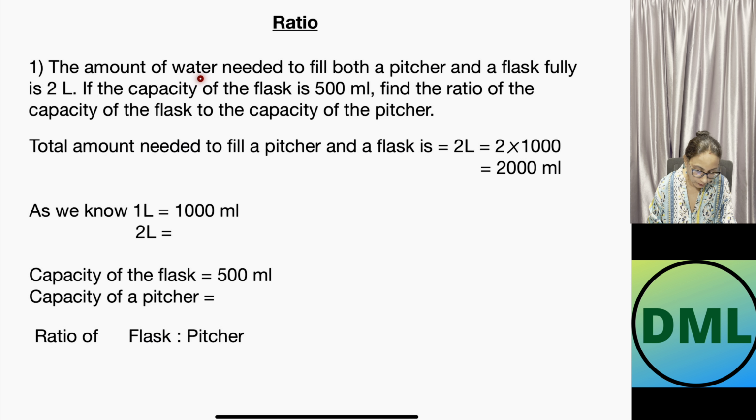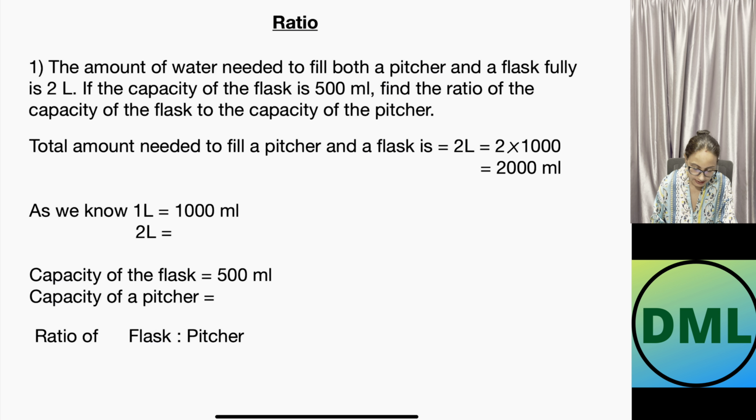Ratio. The amount of water needed to fill both a pitcher and a flask fully is 2 liters. If the capacity of the flask is 500 ml, find the ratio of the capacity of the flask to the capacity of the pitcher. As we know, the total amount needed to fill a pitcher and a flask is 2 liters. The capacity of the flask is 500 ml.